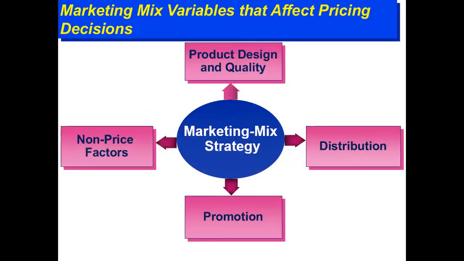The second variable is the marketing mix variable. Marketing mix variables mean product, price, place, and promotion. So the price is generally determined by these four factors. The first is your product design and quality. The better the design, the better the quality of the product, obviously the price will be high. If you want to give a low price product, then we have to somehow compromise with the quality, with the design, etc.